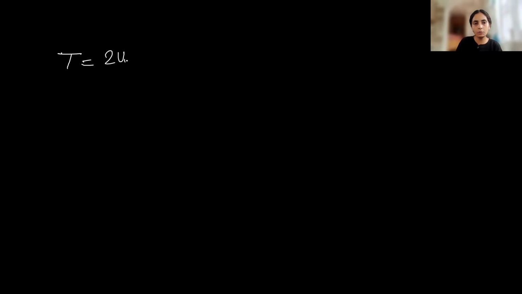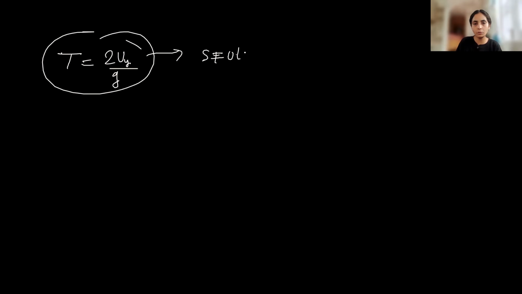Time of flight 2uy by g. And इसको निकालने के लिए हमेशा I told you use this equation s is equal to ut plus half at square in the y direction. इसको यूज करना है, ठीक है? And then range will be equal to ux into time of flight, so that will give you 2uy ux by g. And then what will be this maximum height?